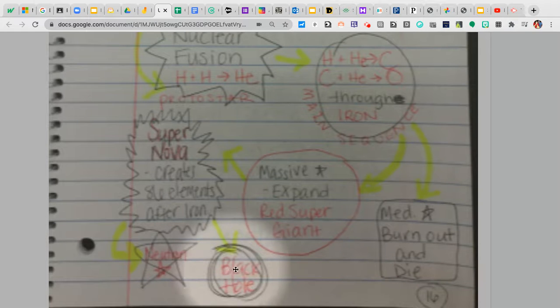And I'm just going to go back over here to a medium star, low mass star. So medium stars and low mass stars, they do burn out and die, but they do take different paths. We don't have it on here. Some will turn into black dwarfs, white dwarfs, also something called a brown dwarf, which you'll see in your projects if you're doing those stars. So that's something you would also have to look up.